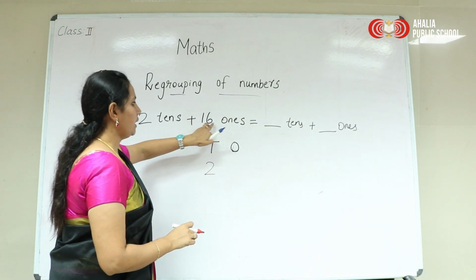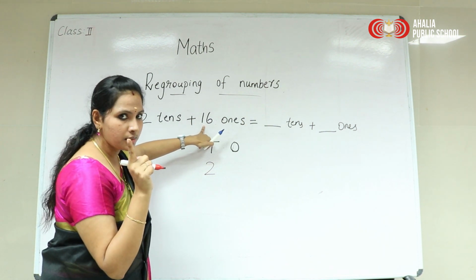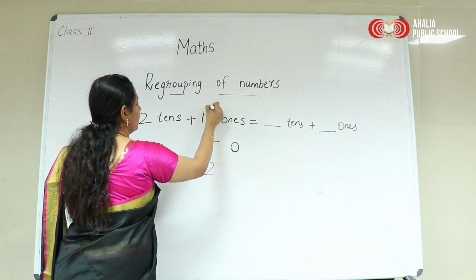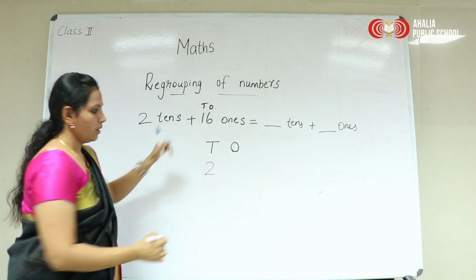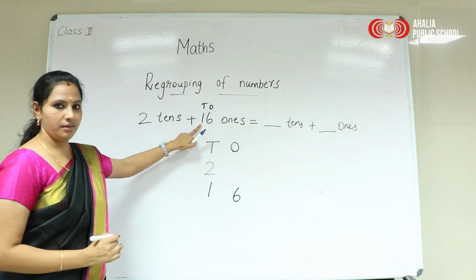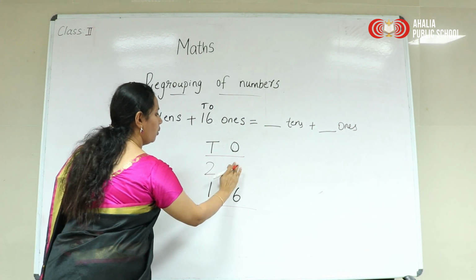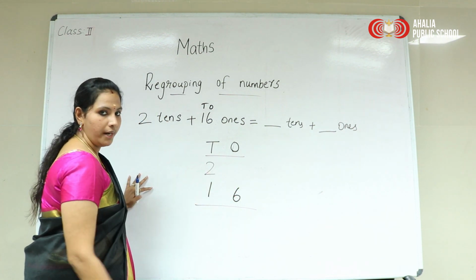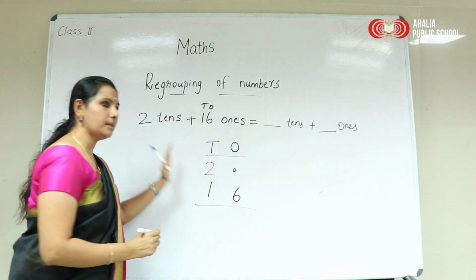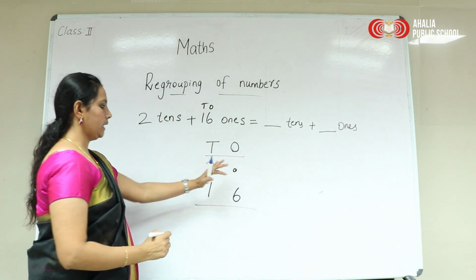Now, 16 ones. 16. Is this a one digit number, dears? No. This is a two digit number. So here how it will be? 6 in ones place. 6. 1 in tens place, right? Now how will we find? Here if no number in the ones column, right? So just assume this place as a 0. 2 tens means it is 20, right? So here we have to write 0.